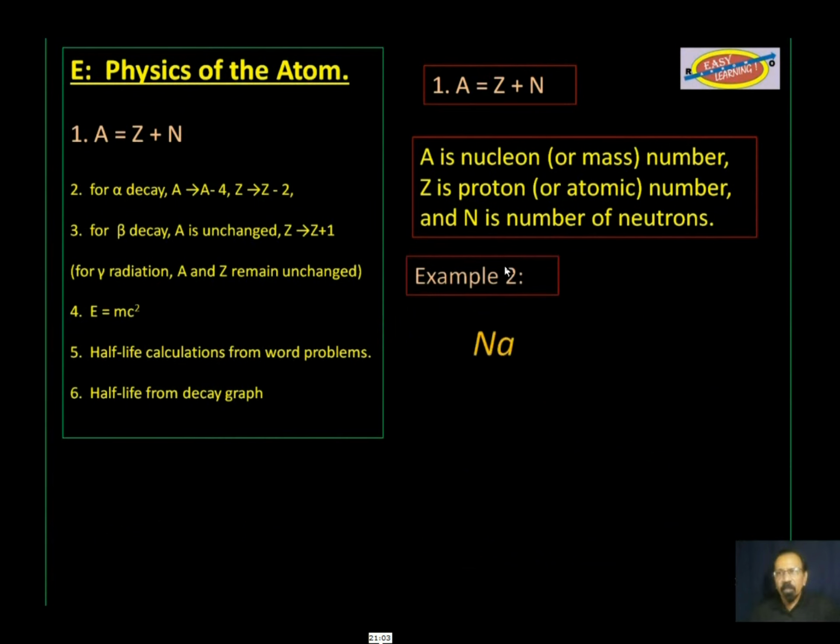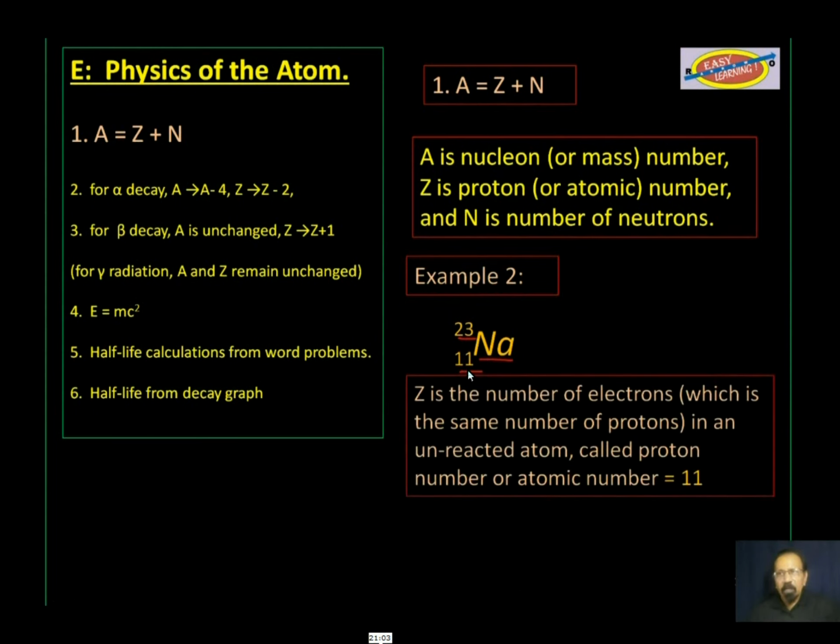Example 2, sodium, 23 and 11. Z is the number of electrons, which is the same as the number of protons in an unreacted atom, and therefore it is called the proton number or the atomic number. So in the case of sodium, you have 11 protons in the nucleus. You also have 11 electrons orbiting that nucleus. That is 11. This is Z.